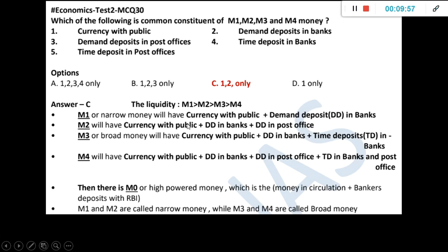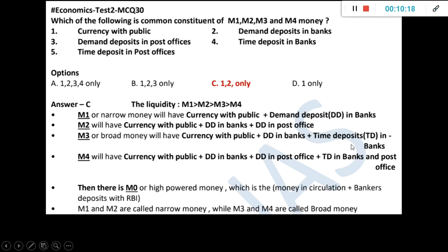Now M2 is the same thing, currency with public and demand deposit in bank, plus demand deposit in post office. Some people keep money in the post office too, like a savings account. This is also liquidable, but less liquid because post office and bank both are involved. Then M3, broad money, is again currency with public, demand deposit in banks, plus the time deposit in banks.